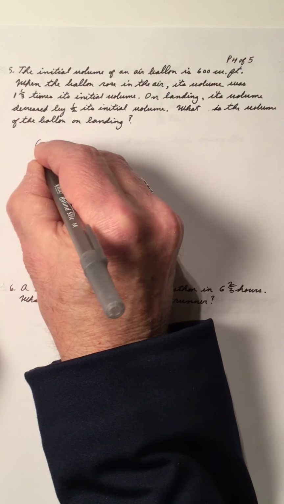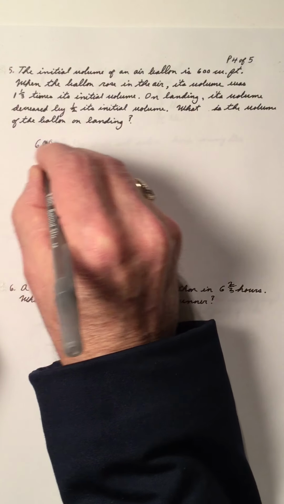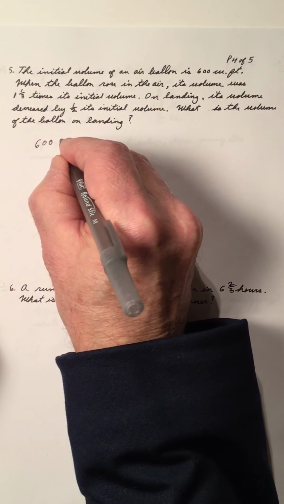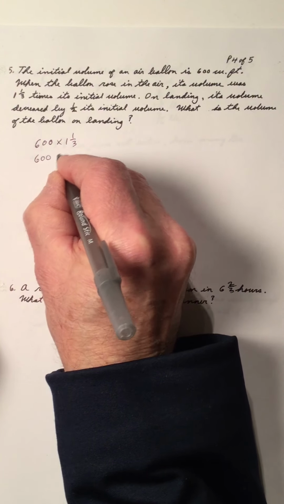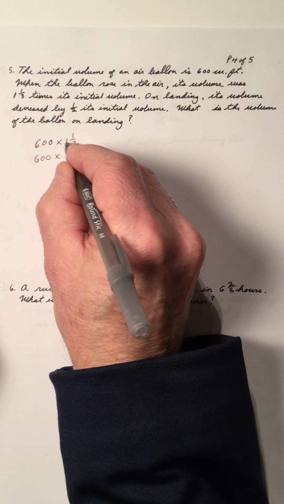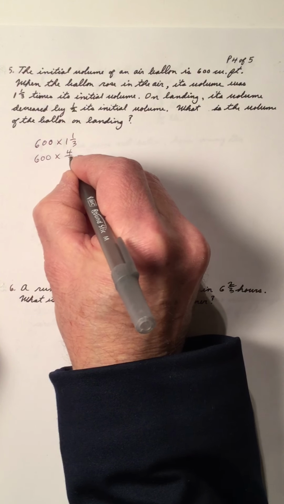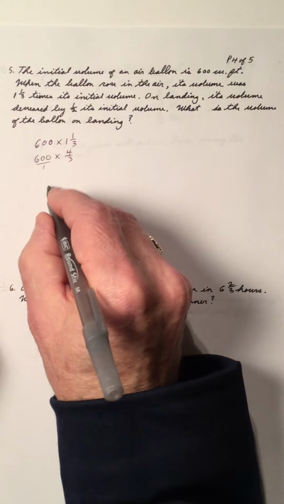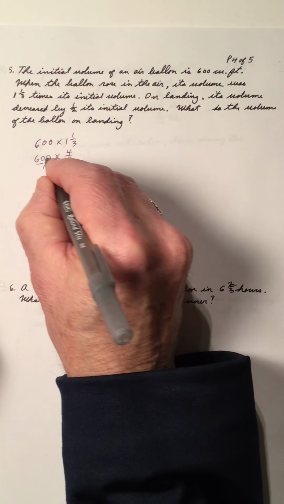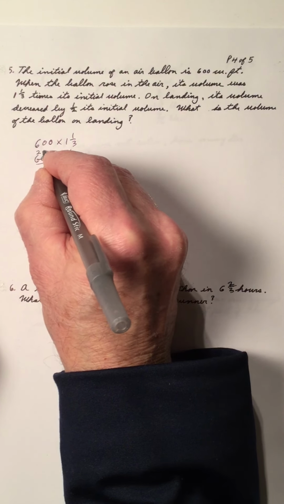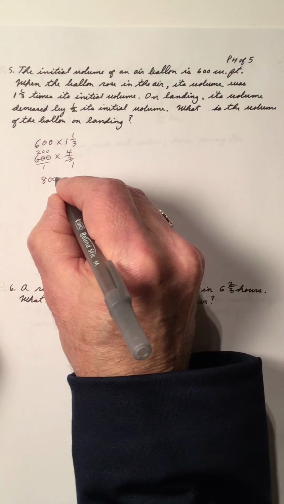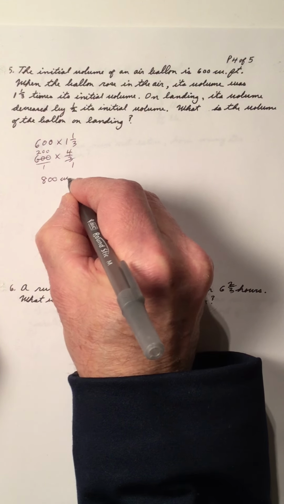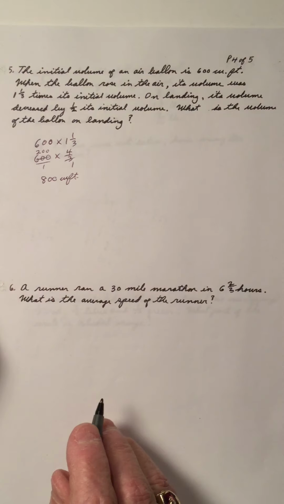Okay, so 600 cubic feet multiplied by 1 1/3. We change the 1 1/3 to an improper fraction. 1 times 3 plus 1 is 4 over 3. 600 is over 1. 3 into 3 goes once. 3 into 600 is 200. So we have 800 cubic feet of air in the balloon.